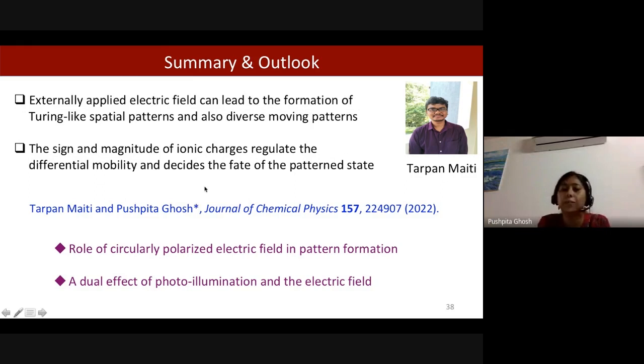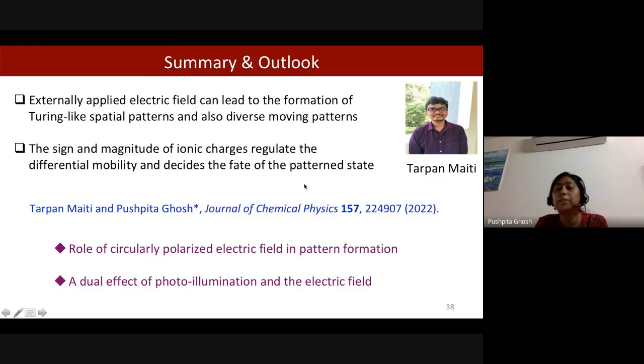And this work was published last year in December in this journal, and you can find all the details there. And I acknowledge my first PhD student Arpan, who has worked on this project.